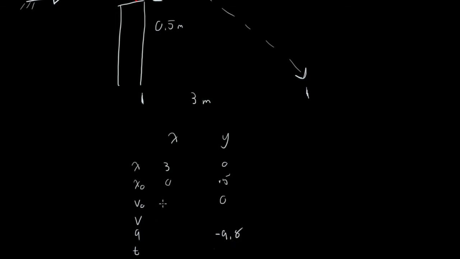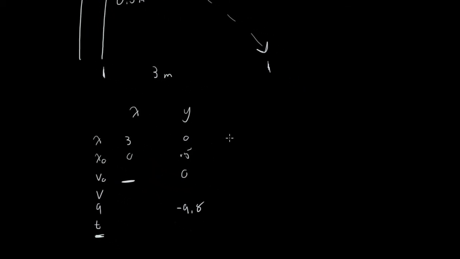And our initial velocity in x is going to be what we're looking for. So I want to find that. I need to figure out the time in order to figure out my initial velocity. So if we set that up, we can just say delta y, negative 0.5, equals v naught t plus 1/2 a t squared. This should actually be g.